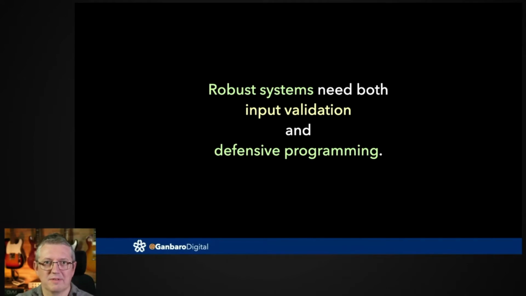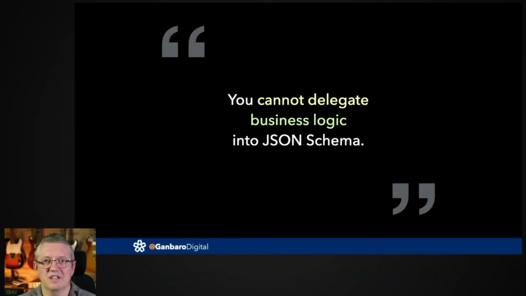Now, why do you need both? You can't delegate your business logic into JSON Schema. You can't do it. JSON Schema can tell you if a field is an email address, for example, but it can't tell you if it's the right email address for whatever operation is being performed. Can't do that. That's the role of your business logic.